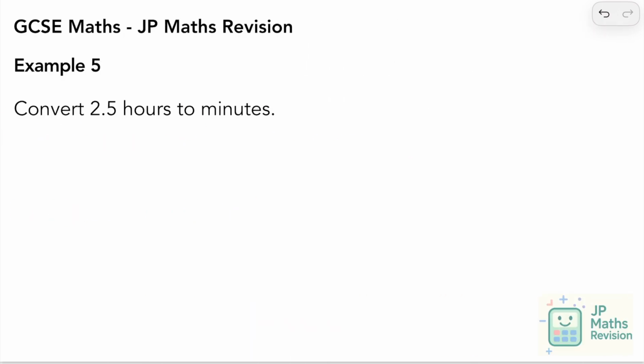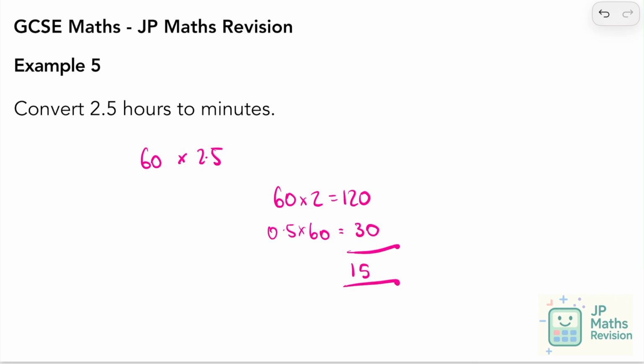Here's another example. So we're converting 2.5 hours into minutes. So there are 60 minutes in an hour. So I'm going to do 60 minutes times 2.5. So if I don't have a calculator for this, I could do 60 times 2 to get 120 minutes. So that's 2 hours. And then 0.5 times 60. So that's half an hour. So that's going to be 30 minutes. So in total, it's going to be 150 minutes. So the answer to this question is 150.